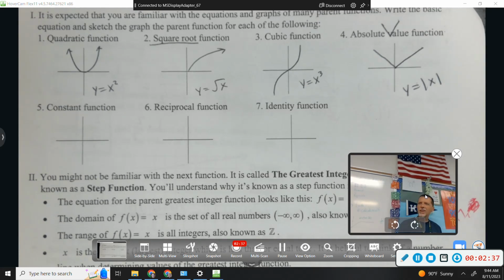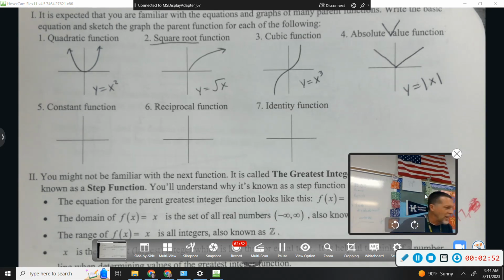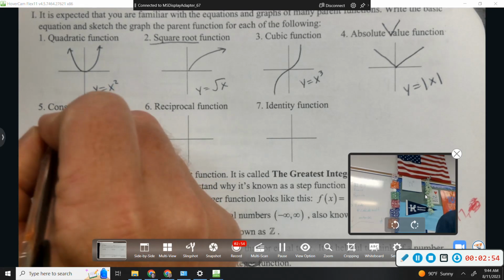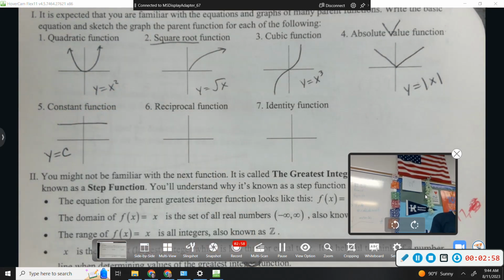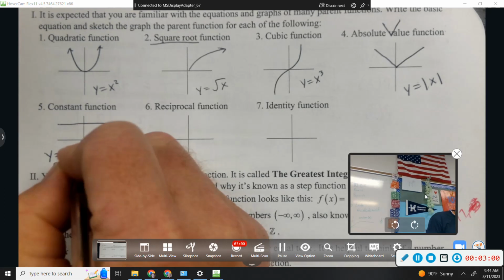Constant, you remember what this is, an easy one, but sometimes people forget what constant means. It is a straight line, but that straight line has a slope to it. That's not a constant value of y. It's a horizontal straight line. Y equals C, or y equals k, where C is a constant.